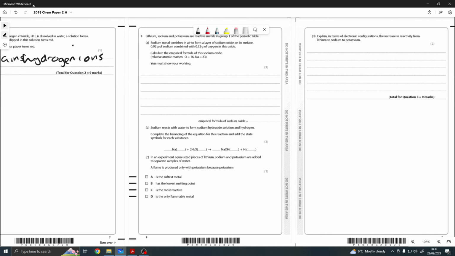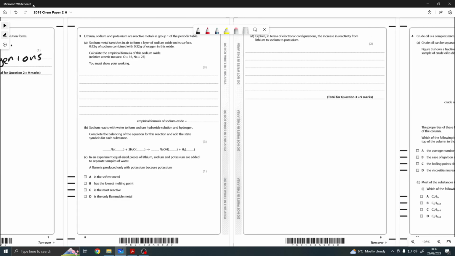Fantastic. Okay, what's next? Lithium, sodium, and potassium are reactive metals in group 1 of the periodic table. Sodium tarnishes in air to form a layer of sodium oxide. 0.92 grams of sodium combines with 0.32 grams of oxygen in this oxide. Calculate the empirical formula of sodium oxide. Now, you remember, hopefully, fingers crossed, the empirical formula is the simplest whole number ratio. So, what do we do here?